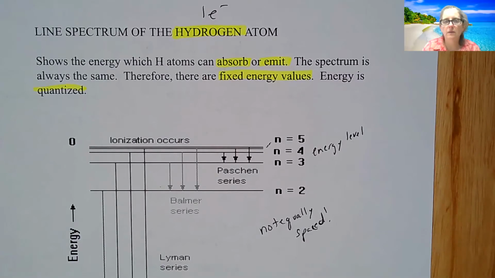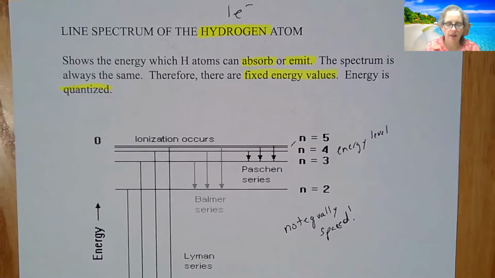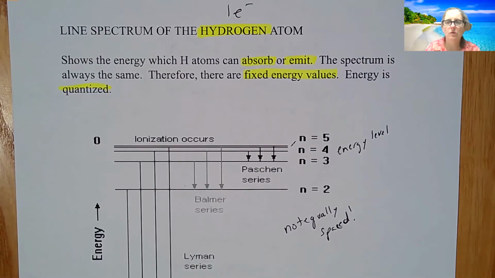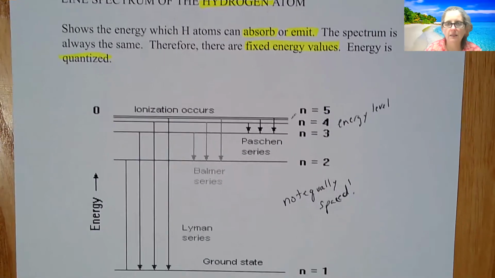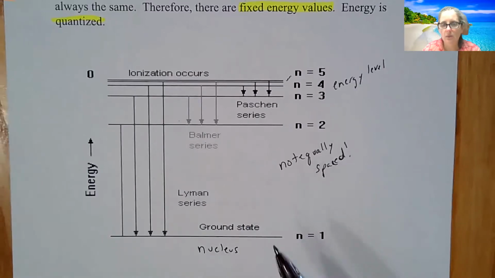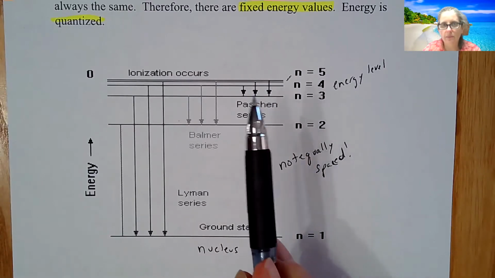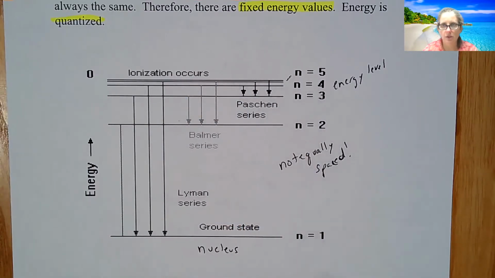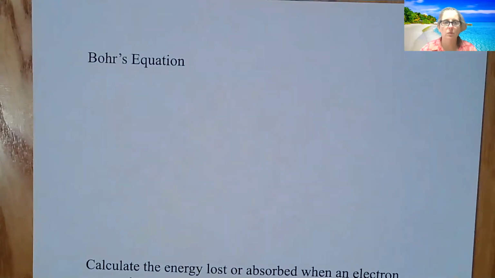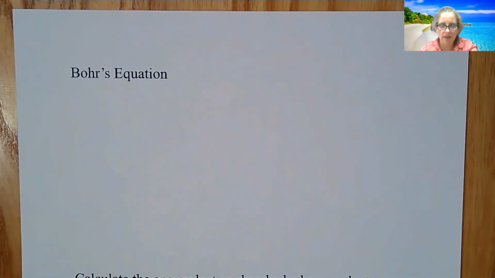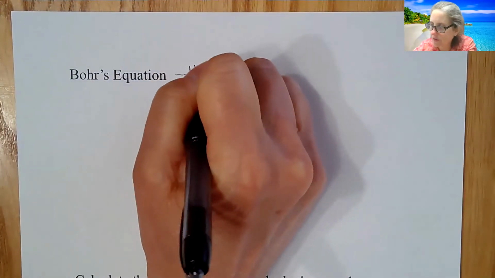So what this video is going to talk about is some of the calculations you could do with the model of hydrogen. Again, this is a pretty limited set of problems we're going to do, but this is how we understand hydrogen's setup to be. So what we're going to talk about is something called the Bohr equation. I'm going to write it down for you. And again, this is only for hydrogen.